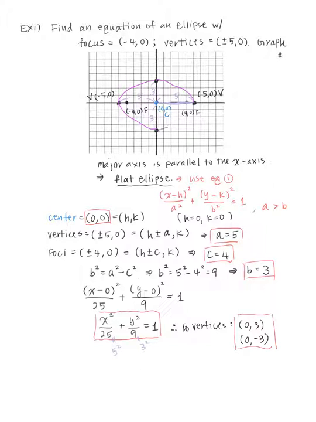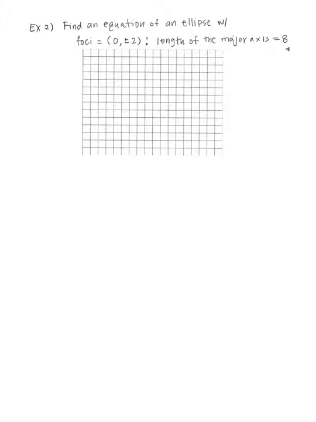Please pretend that this is an ellipse. And here we go. Let's do another example. Find an equation of an ellipse with foci at (0, ±2), and the length of the major axis is 8. Okay, so now let's just jot down and see what we got going on here.